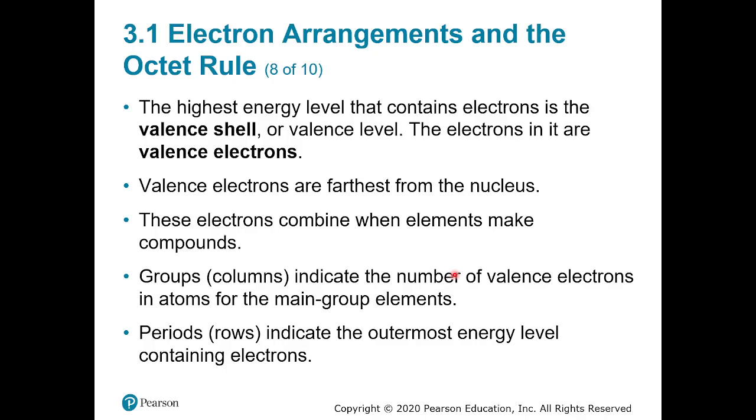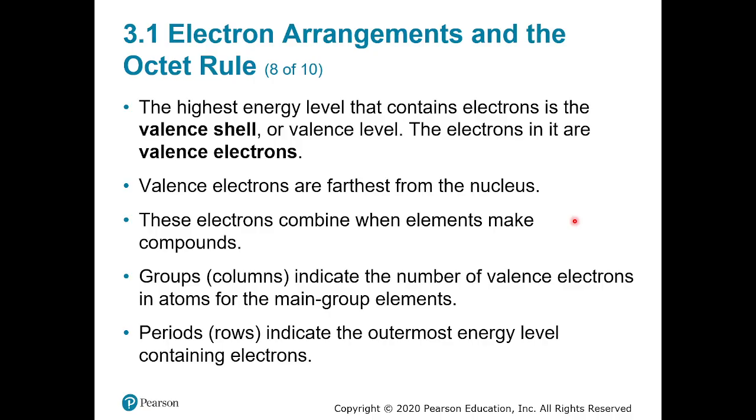All right, so the highest energy level that contains electrons is going to be called a valence shell. Valence literally means stuff on the outside, right? So it's the outer shell. The electrons in them are going to be the valence electrons. So those are the electrons in the valence shell. They're the outermost electrons. They're the ones you're actually going to interact with most of the time. The valence electrons are going to be farthest from the nucleus, meaning they're the weakest attached as well. So they're the easiest to actually strip off and do things with.